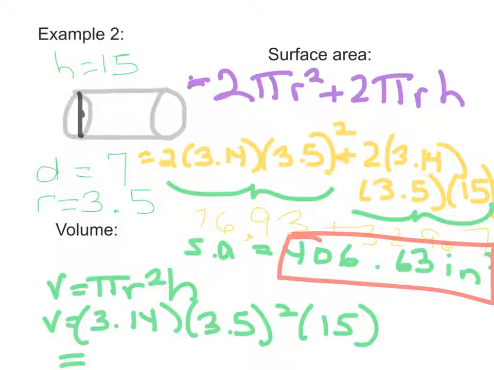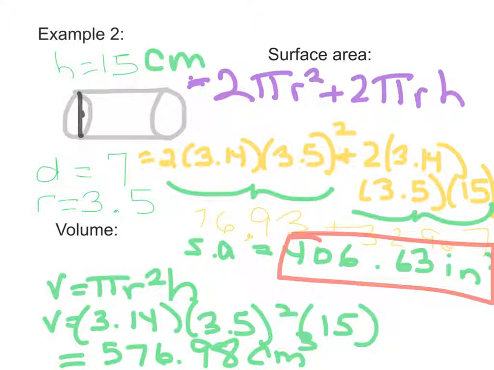When I multiply all of those numbers through my calculator, I get an answer of 576.98. Remember that when we express volume, we always use cubic units, and my measurements were given in centimeters. So that means my answer would be 576.98 cubic centimeters. And cubic is just shown with that exponent of 3 next to the measurement.